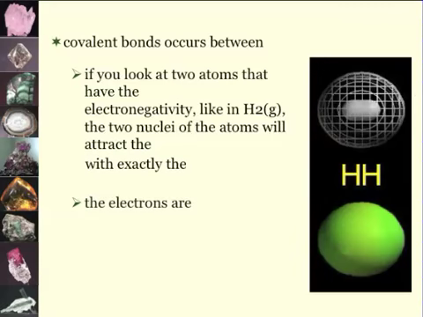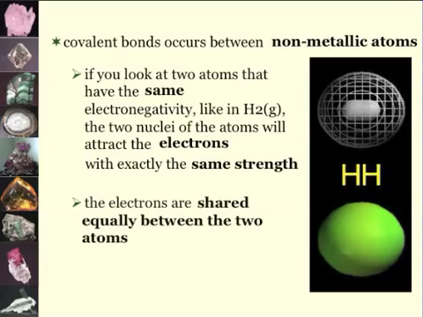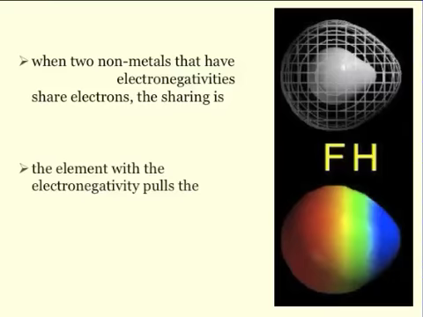Okay? Covalent bonds occur between non-metallic atoms. So if you look at two atoms that have the same electronegativities, like hydrogen gas, the two nuclei of the atoms will attract the electrons with exactly the same strength. And then the electrons are shared equally between the two atoms. So here we've got our two hydrogen nuclei, and you can see with the depiction of the green that the electrons are equally shared in between these two nuclei.